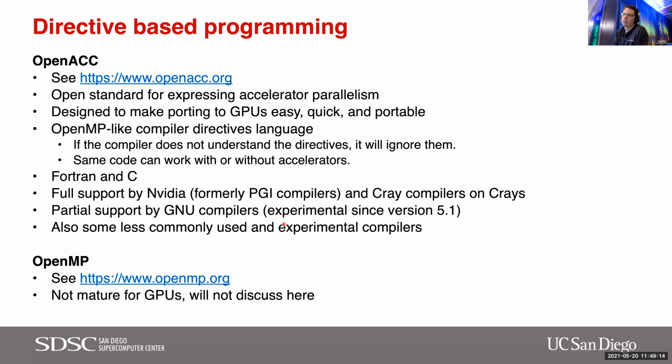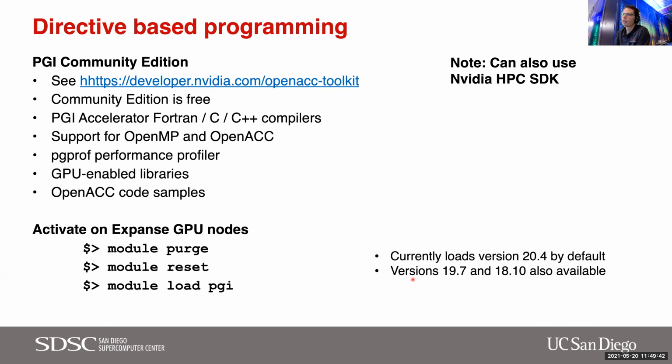So OpenMP-like compiler directives work with Fortran, C, C++. It's fully supported by Nvidia and Cray compilers. On Crays, there's partial support by GNU compilers, like I mentioned before. So it's pretty, yeah, I would say future-proof as well. And OpenMP also works, but it's not there yet. And you know, these things might just merge at some point, the standards.